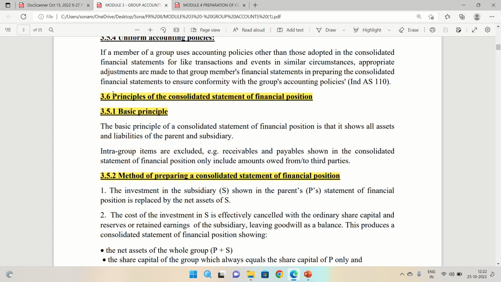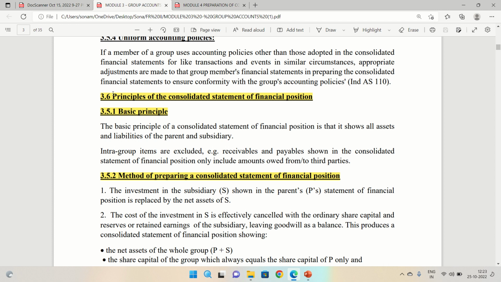Now coming to the principles, and later we'll discuss the method of preparing consolidated financial statements towards the end of this video. So the basic principle of a consolidated statement of financial position. We are starting with financial position, that is, in simple terms, the balance sheet. Through our videos, we'll begin with the preparation of the consolidated statement of financial position, the procedures, and we'll solve a few problems. And then we'll step into the consolidated statement of profit and loss.